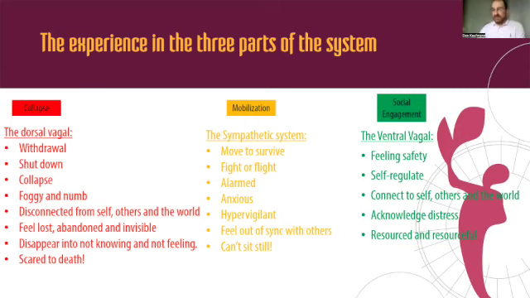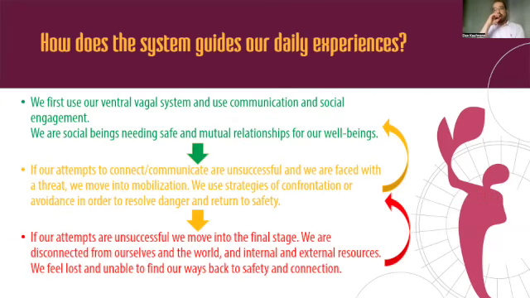And then the ventral vagal, the newest system, is the state when we feel social engagement, we feel safe, we feel that we self-regulate, we feel connected to ourselves, we feel connected to others. We acknowledge the distress, but it doesn't bother us too much, we're feeling resourceful, we're feeling rested. These are pretty much the three components of the system. So the system guides our daily experiences.